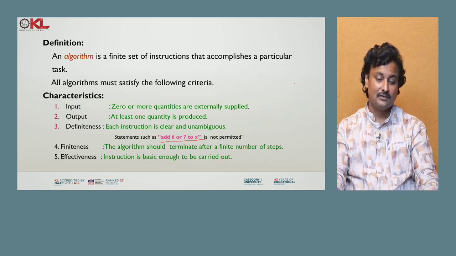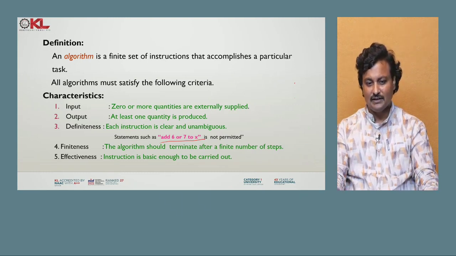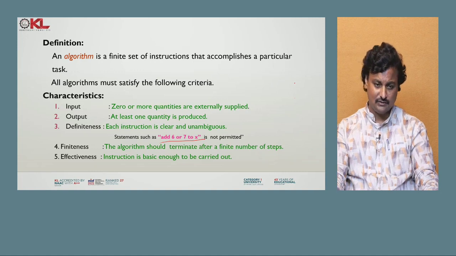The final characteristic of an algorithm is effectiveness. What do you mean by effectiveness? Each instruction is basic enough to carry it out. So you should not provide an instruction which is not effective in nature.